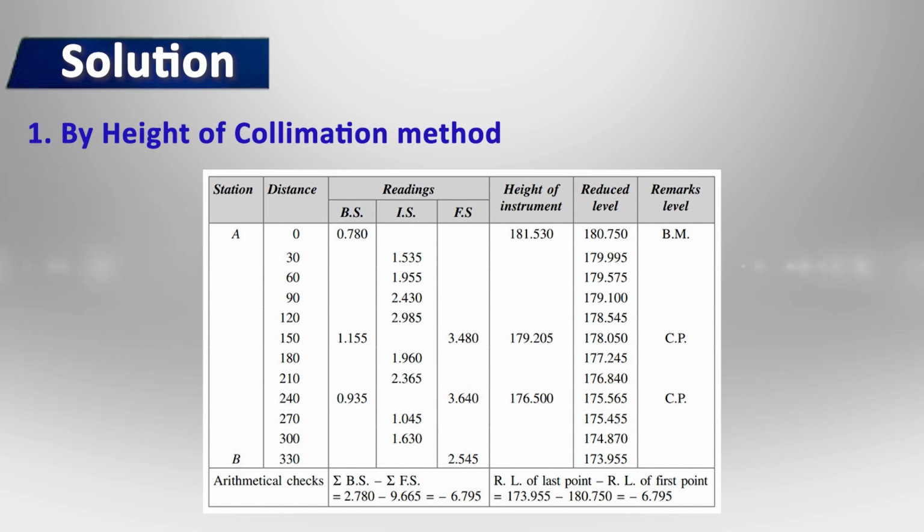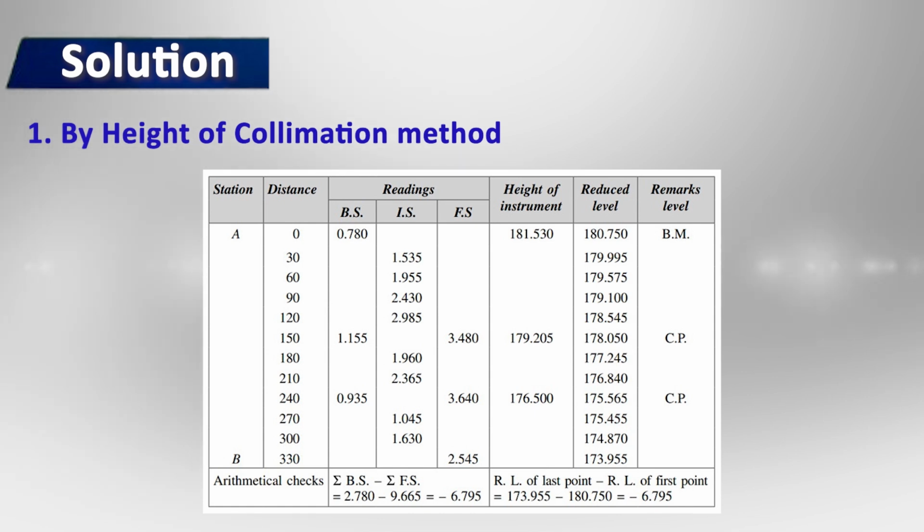So, the next RL at 180 meters would be 179.205, that is the height of instrument, minus the intermediate sight 1.960, which will result in 177.245. And next for 210 meters, it would be equal to 179.205 minus 2.365 meters, which will result in 176.840 meters. Next, the RL at 240 meters would be 179.205 minus 3.640, which will result in 175.565 meters.